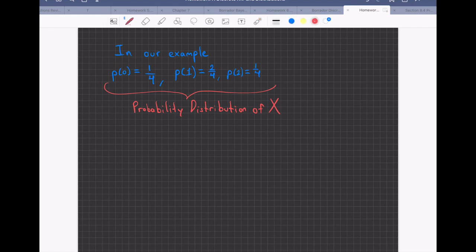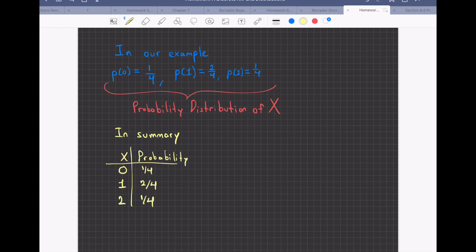So in summary, we have x and the probability. The values for x are 0, 1, and 2. The probability here is 1/4, 2/4, and 1/4.